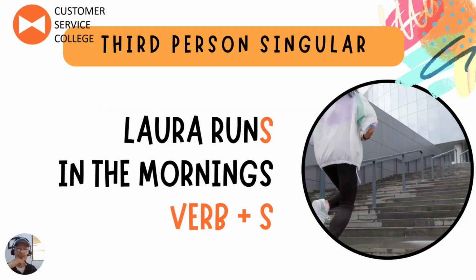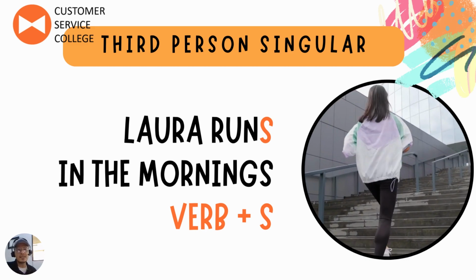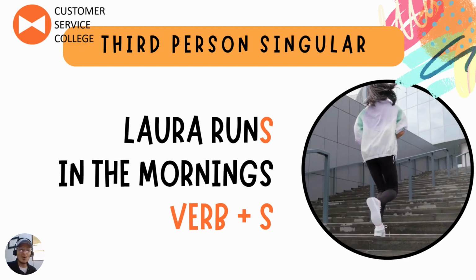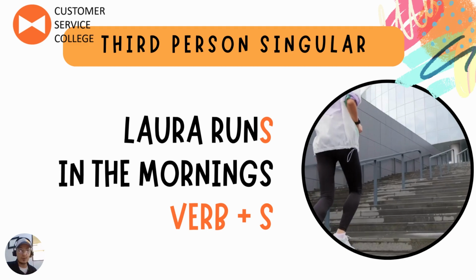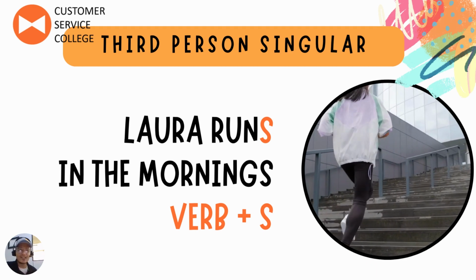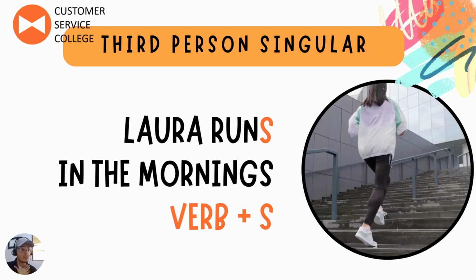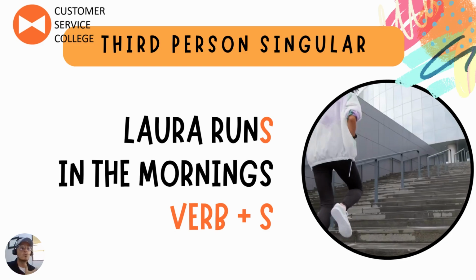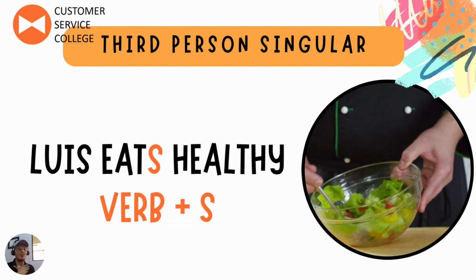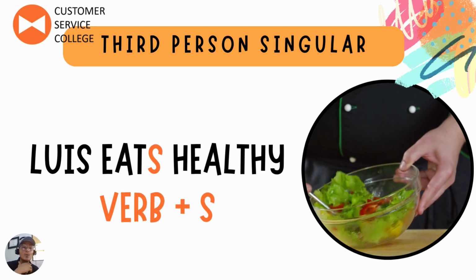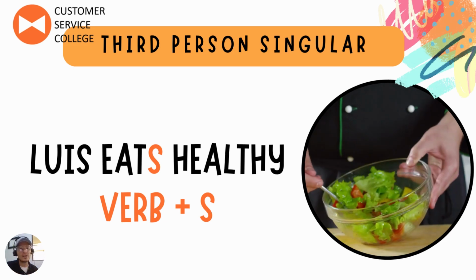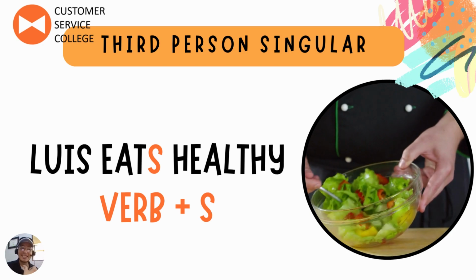Let's check some examples. For example, in here I have a sentence, and the sentence says, Laura runs in the mornings. If you notice, the conjugation for third person is very simple. You only add an S to the verb. For example, run, I run, but Laura runs. Simple as that. Let's take a look at another example. For example, I eat healthy, but Luis eats healthy. If you notice, you add the S to the verb because you're talking in third person singular.